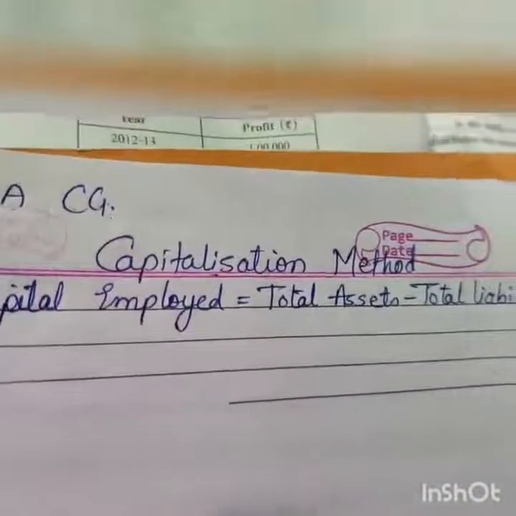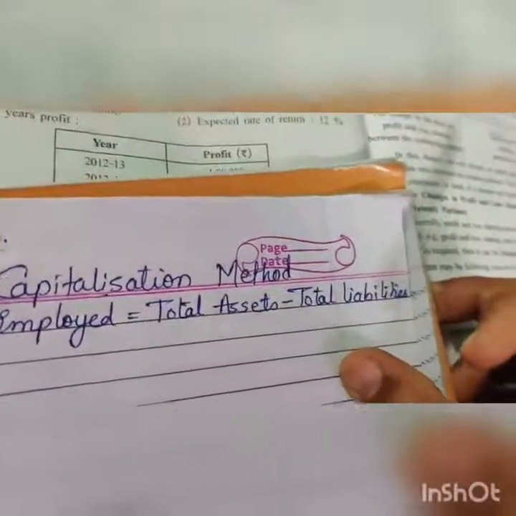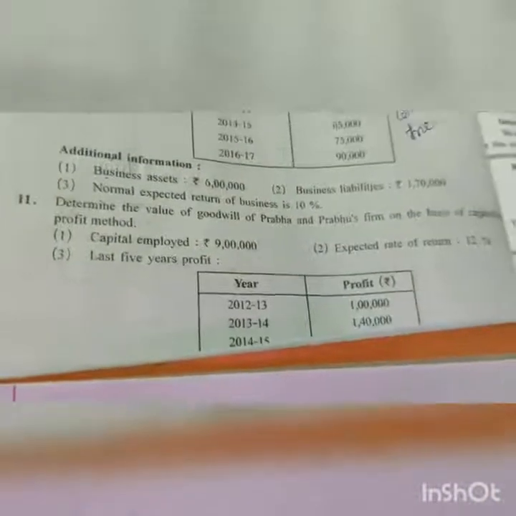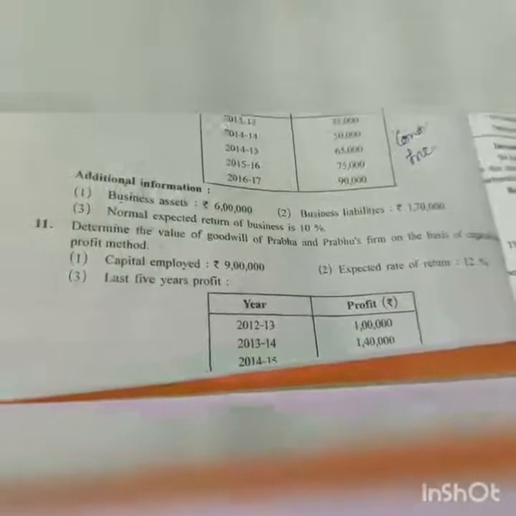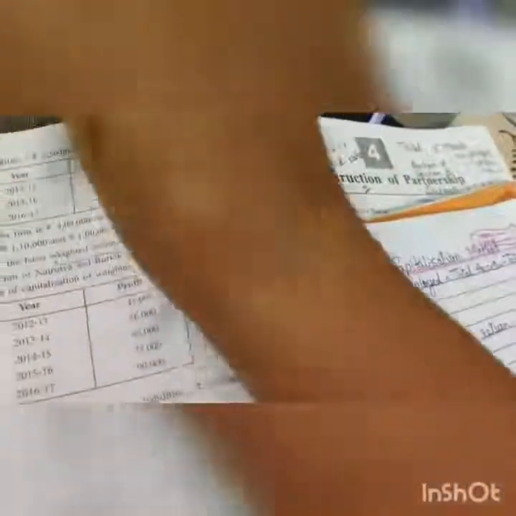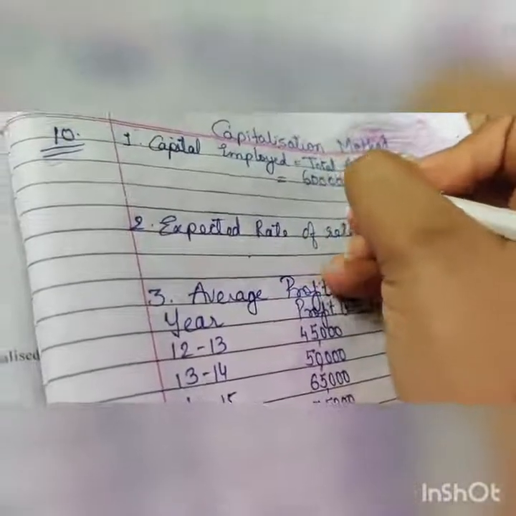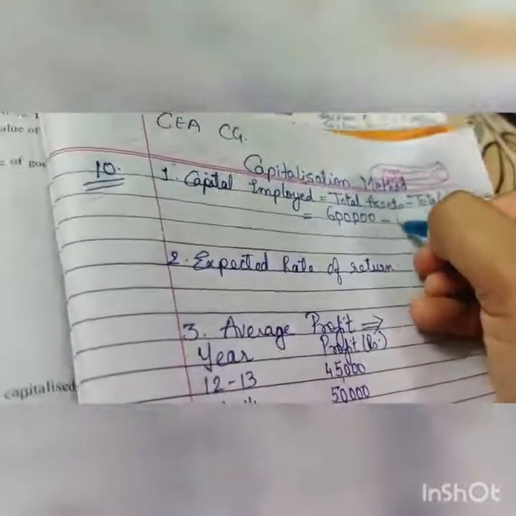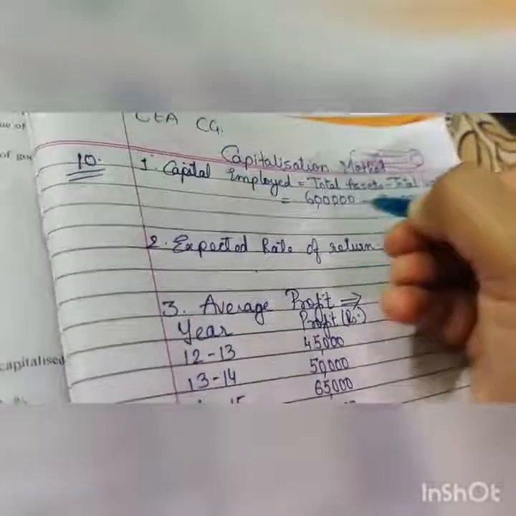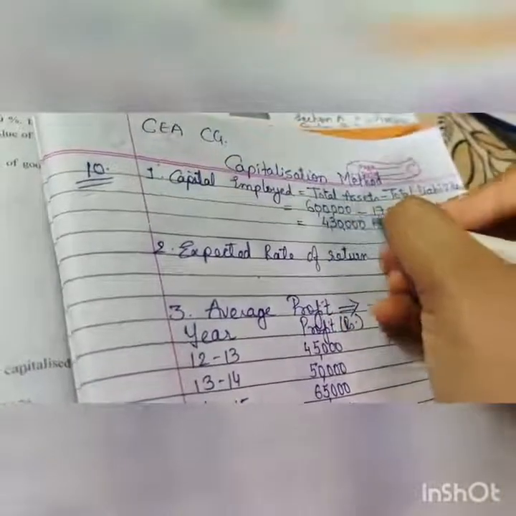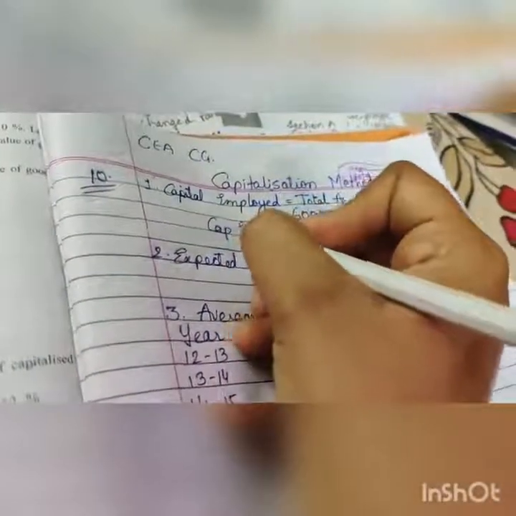Clear? Now we will start the sum, that is capital employed. What is the formula of capital employed? Total assets minus total liabilities. The additional information they have given is that total assets are 6 lakh and liabilities are 1 lakh 70. So here we will write that total assets were 6 lakh and total liabilities were 1 lakh 70. When you subtract this, what do you get? You get 4 lakh 30,000 rupees. So this is your capital employed.